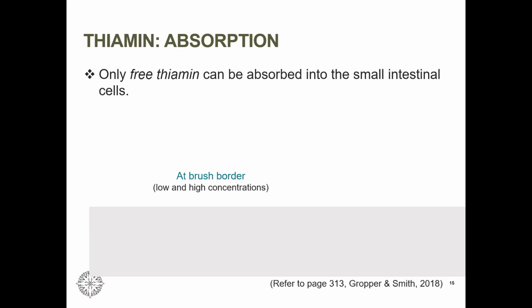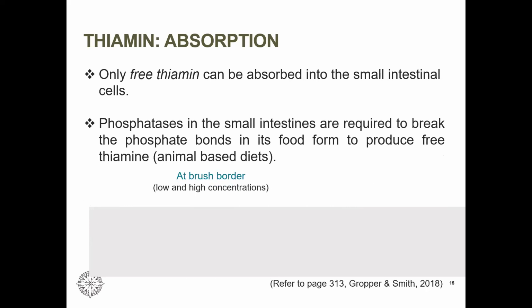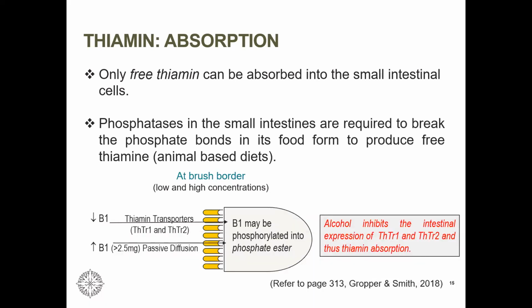So if I'm consuming meat and it has thiamine pyrophosphate in there, I won't be able to absorb it unless there are some enzymes called phosphatases which break away that phosphate bond. When that happens, now I have that free vitamin B1. Again, the body has these specialized transporters called thiamine transporter 1 and 2, which will absorb thiamine at the brush border even if it is at low concentration.